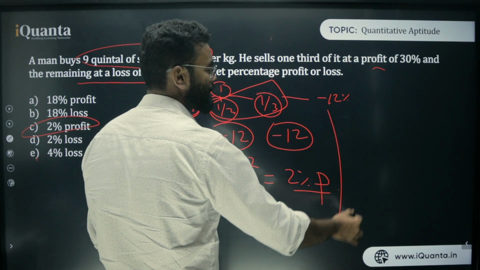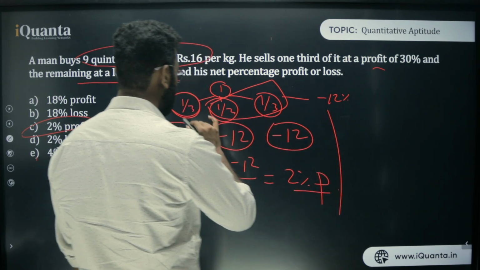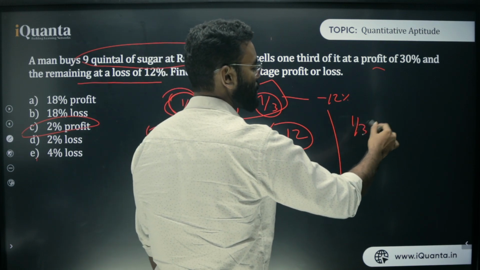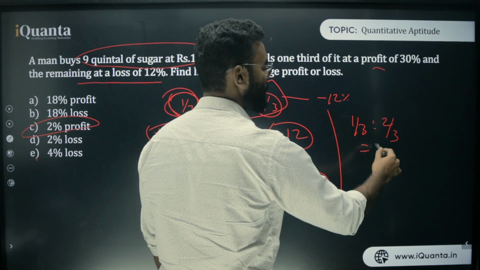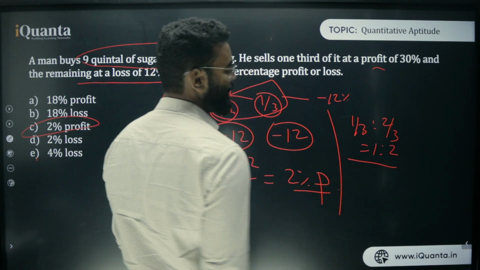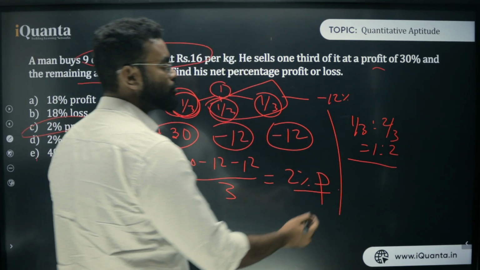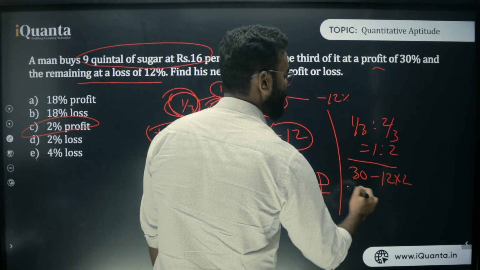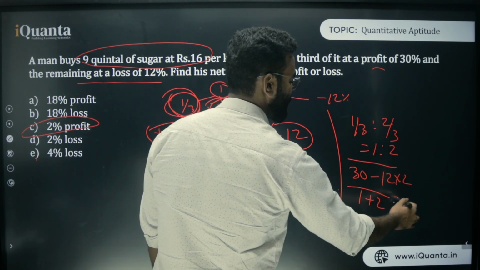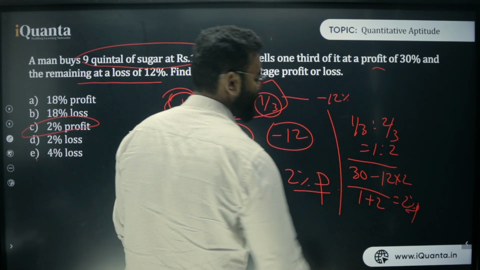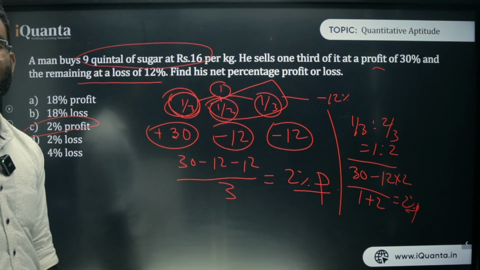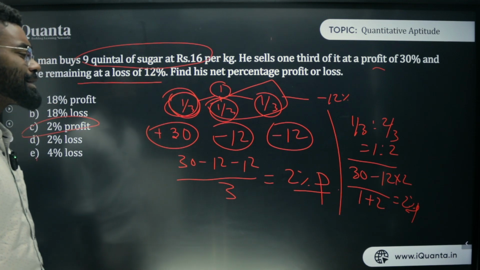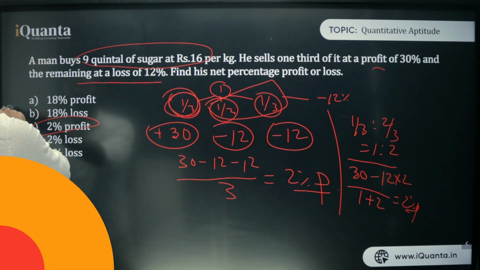But there is another shortcut also. The ratio of these two parts, 1/3 is to 2/3, is nothing but 1 is to 2. So if you use the weighted average also, you can get the same value. The weighted average is (30 times 1 minus 12 times 2) upon 1 plus 2. That also fetches you 2% profit. So in this way also you can solve this question. Any way you can solve this question, that hardly matters; you just need to make it correct. That's how we solve this type of question.